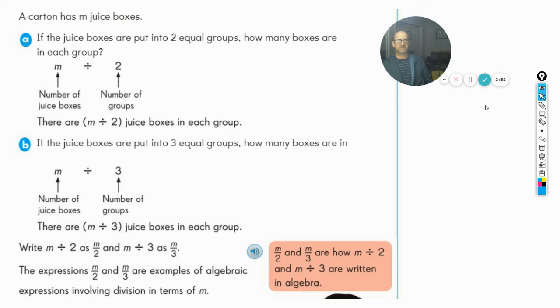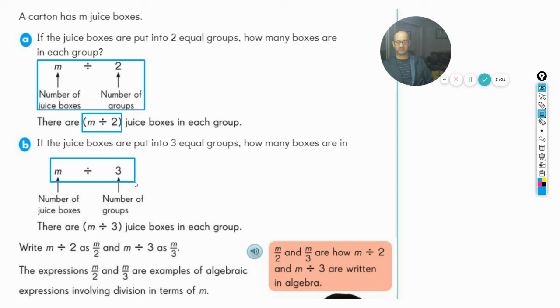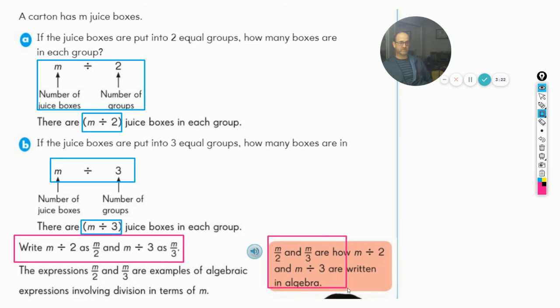So this is what we talked about: when you work that out, you just have M boxes divided into 2 groups, or M divided by 2 in each group. If you did it with 3, you're simply doing M divided by 3, or M divided by 3 juice boxes in each group. Here's the bit that's really important, and this will make more sense as we go on. We write M divided by 2 as M over 2, and M divided by 3 as M over 3. M over 2 and M over 3 are how those things are written in algebra.